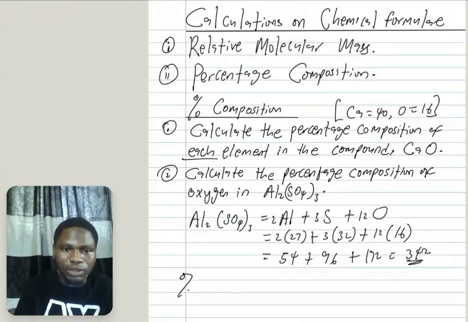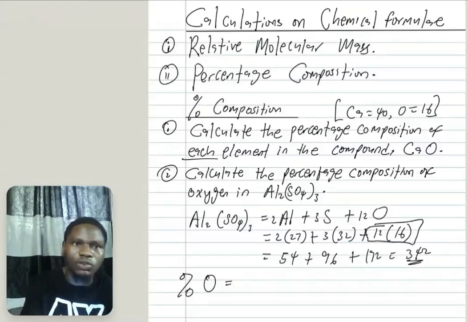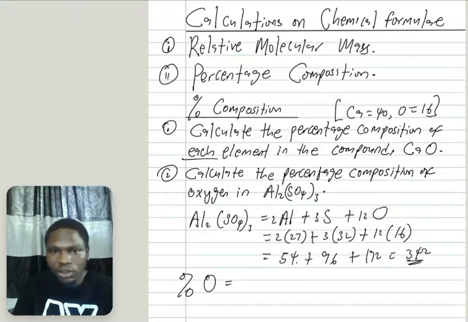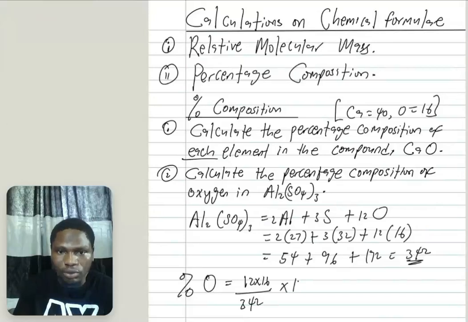So therefore, percentage of oxygen is what? Now pay attention. Can you tell me what the total mass of oxygen in this compound is? 12 times 16. Did you see? You have to trace oxygen in this compound, because I have 12 oxygen there. So the total mass of oxygen here is 12 times 16. Then over what is the total? 342. Then times 100. Do you see that?